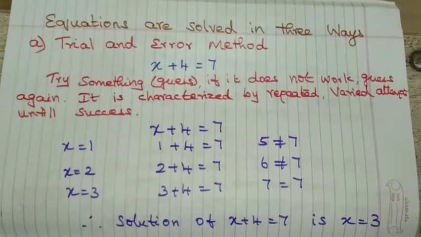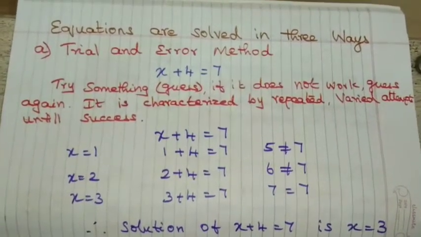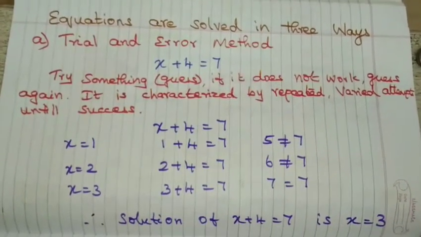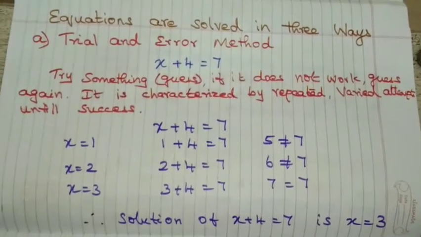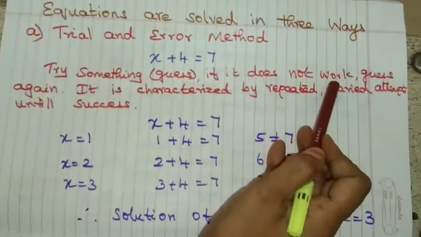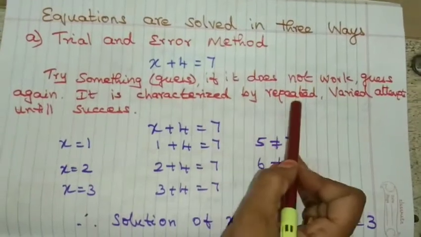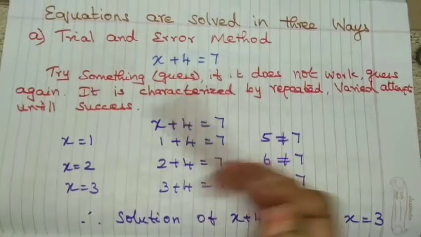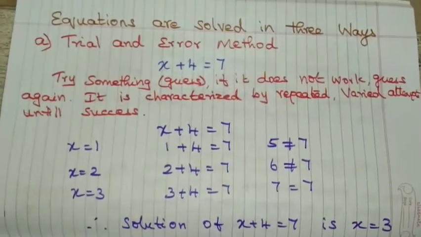Trial and error method is just guessing. I told you to think of a number, add this and multiply that, and she gave me the result. Just like a fluke, sometimes we do. The number you thought was 4. We say no. So that is just a guess. Try something, just guess something. If it does not work, guess it again. It is characterized by repeated, varied attempts until success. So you have to keep trying till you get your answer in the RHS, that is right hand side.